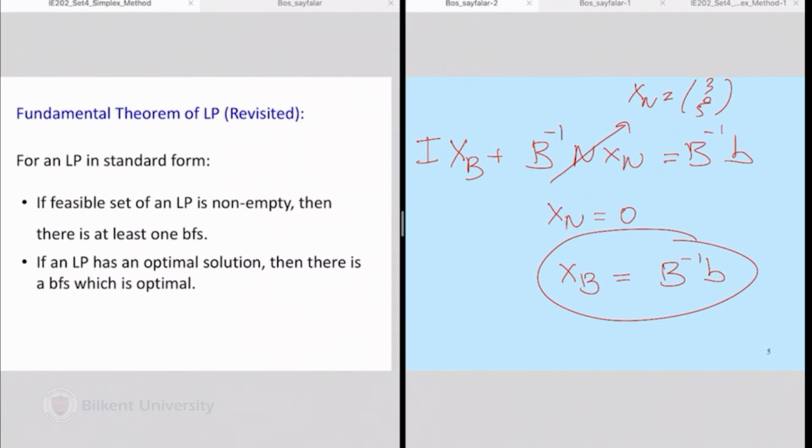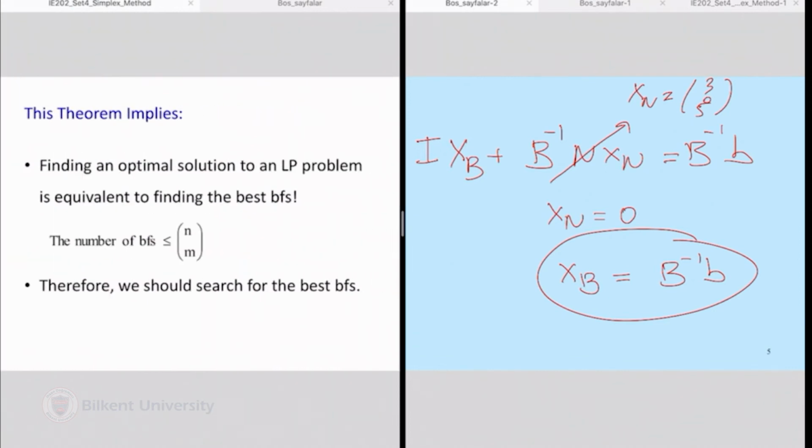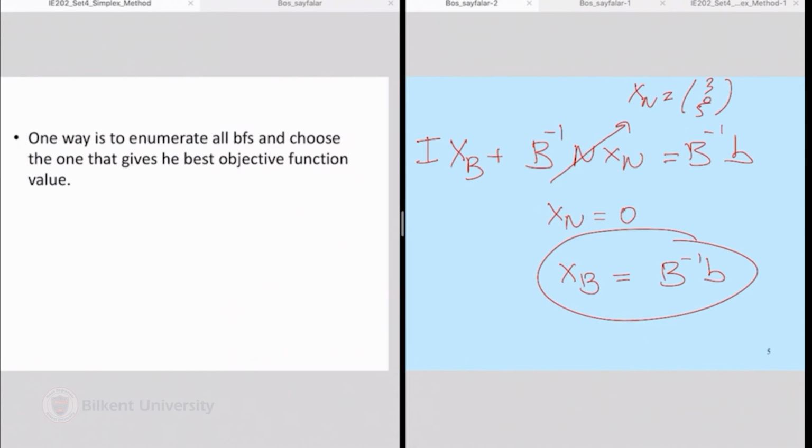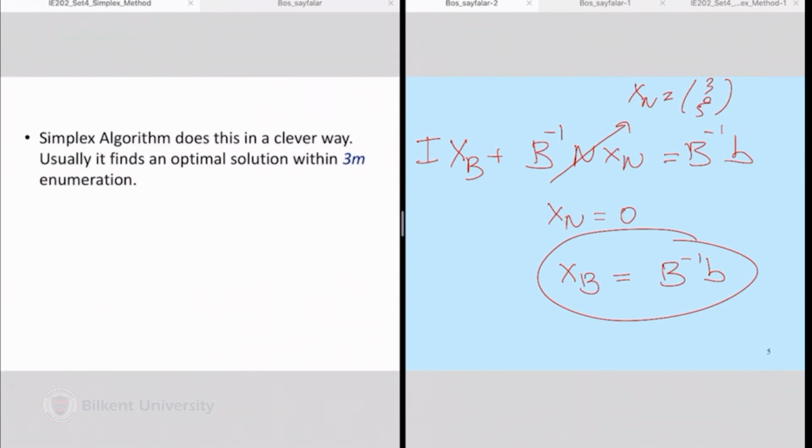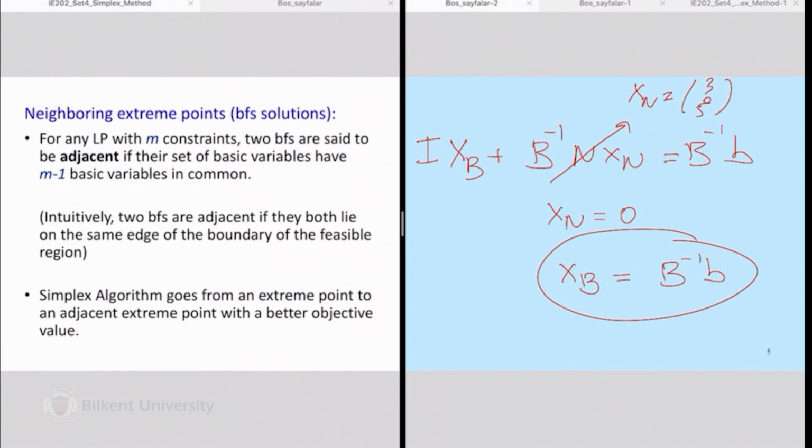This is too long, so we don't like this, because the number of basic feasible solutions is too large. We don't like enumeration. Even with very small numbers, this enumeration could get very big, very fast. So we do it in a faster way, and that's the simplex method.